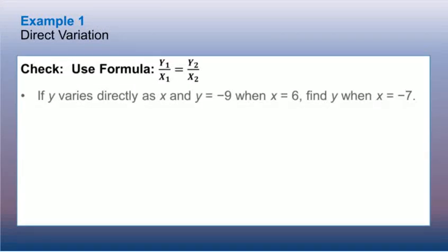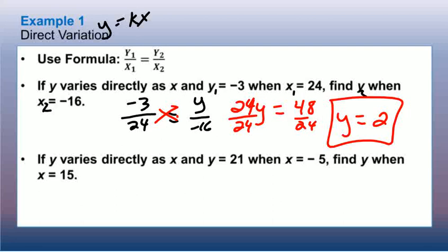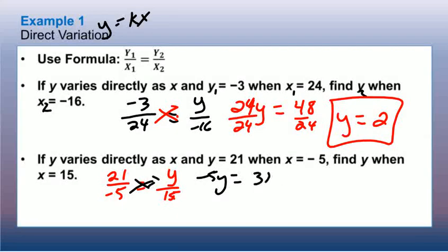Going back to the second part, y varies directly as x and y is 21 when x is -5. Find y when x is 15. So again, I do the same thing, cross multiply. So this will give me -5y equals 21 times 15, which is 315. Divide by -5, y would equal -63.